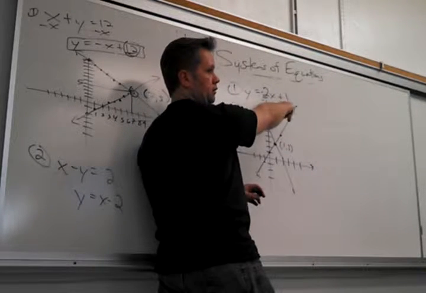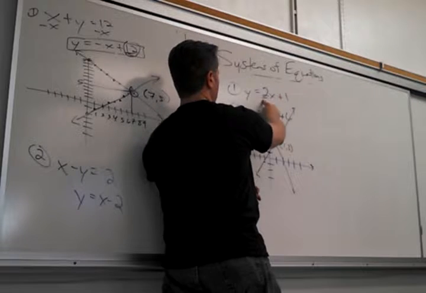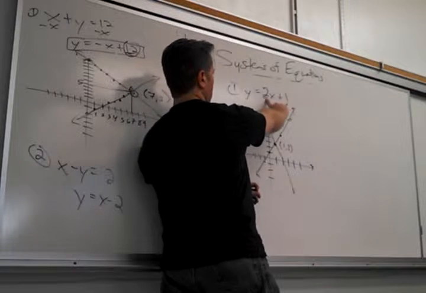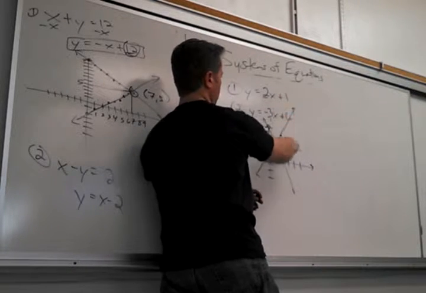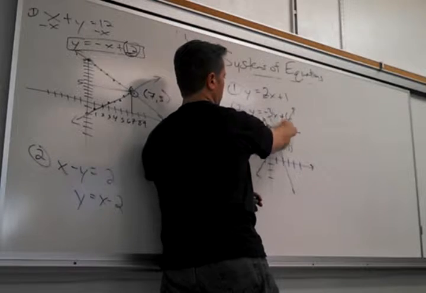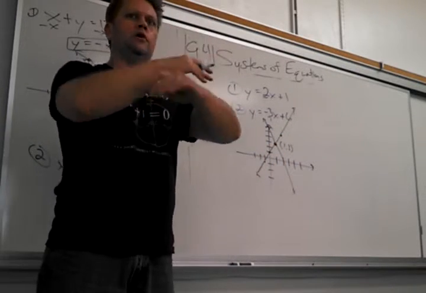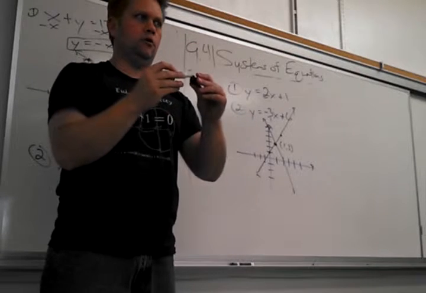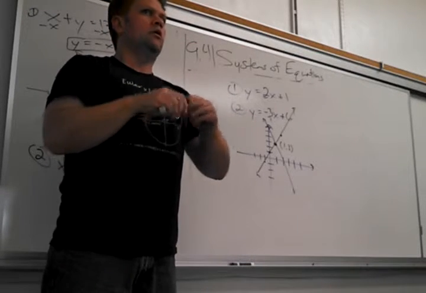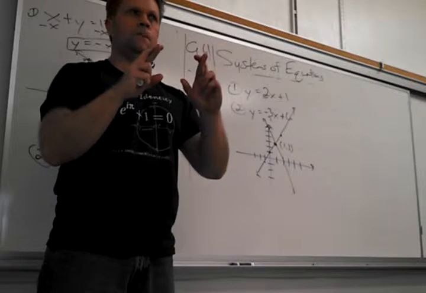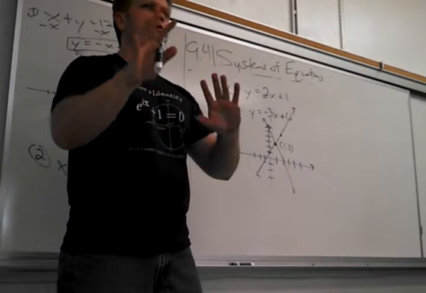And then you can check it real quick. All right. And let me take all that out of the way. If you plug a 1 in there, you get 2 plus 1, 3. If you plug a 1 in there, negative 3 plus 6 is 3. So that is the 1 point that works in both equations. Cool.